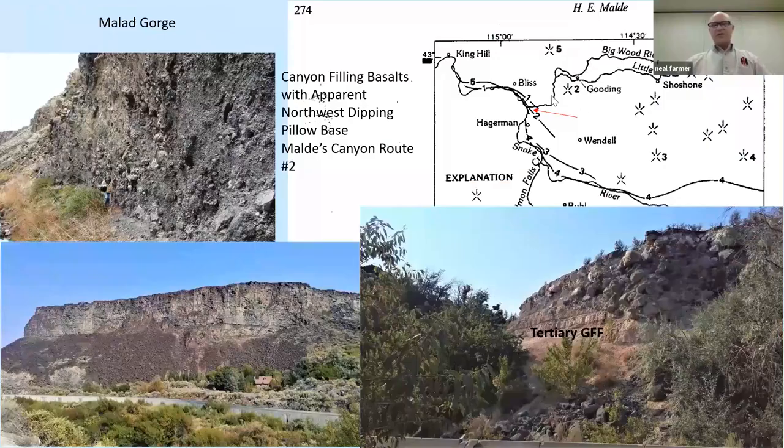So we're at Malad Gorge now. This is Maldi's #2 canyon located here, and these are the bedded breccia and pillow basalts. There's a person standing here for scale. And this is, again, a high cliff face where we have canyon filling basalts. And there's a nice little house down here at the bottom of the talus slope. And there's a nice outcrop of tertiary Glenns Ferry Formation there at the mouth of the canyon.